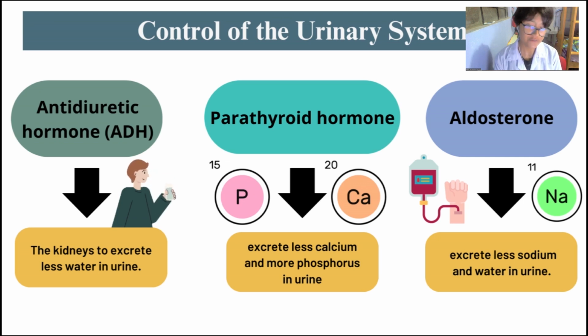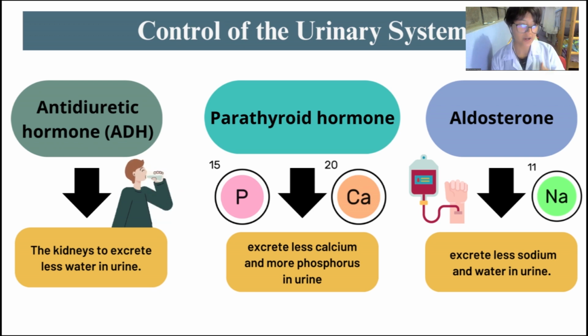The next topic is control of the urinary system. The formation of urine must be closely regulated to maintain body homeostasis. Several endocrine hormones help to control this function of the urinary system, including antidiuretic hormone, parathyroid hormone, and aldosterone.